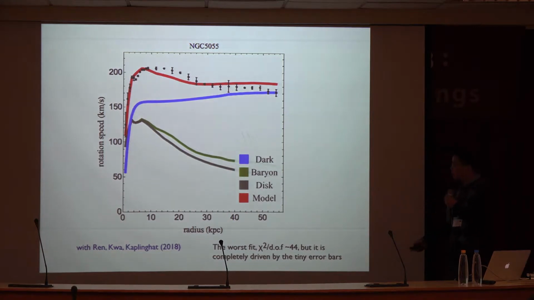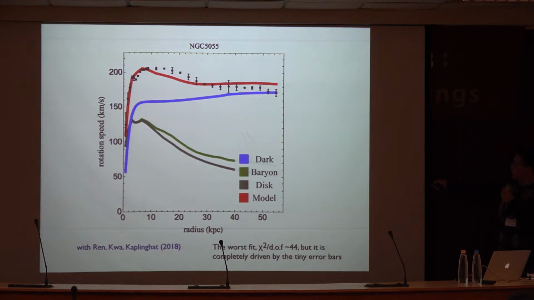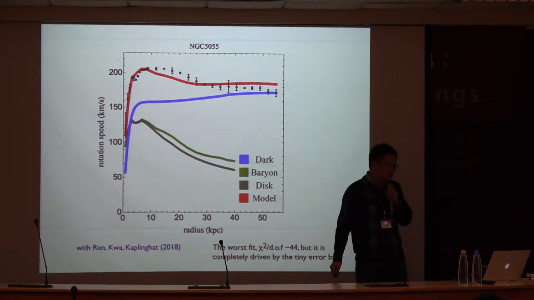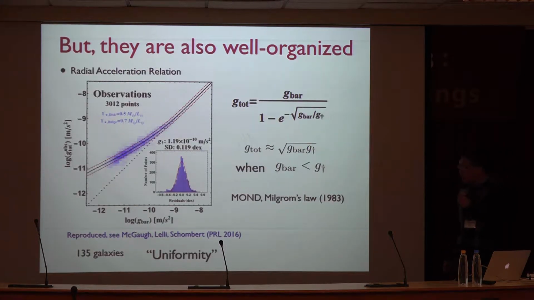So I show you an example to highlight the result. So this one actually is the worst fit in the data set, because if you read off the chi-square per degrees of freedom, it's about 44, right? If you look at this number, you will change your fit. But if you look at the agreement, it's really good. The reason why you have the large chi-square value is due to some data points having negligible errors. Right? So this just wants to show you that for each galaxy, we can get a fit.